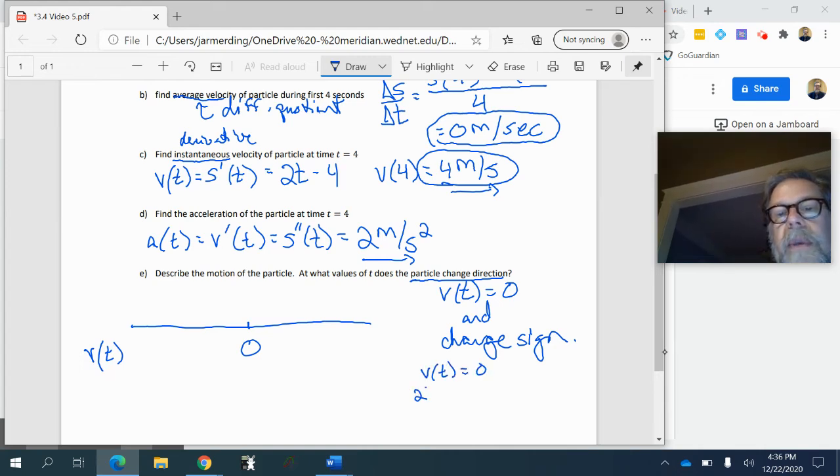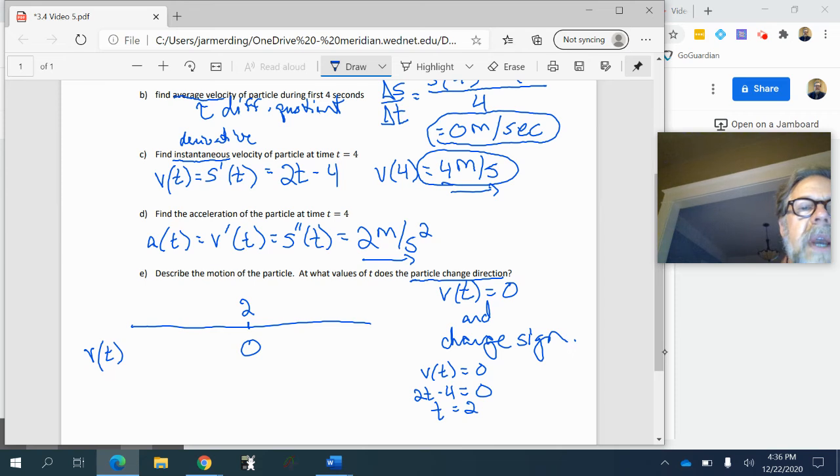So velocity equals 0, v of t equal to 0. That means that 2t minus 4 is equal to 0, which means that t is equal to 2. So this is at 2 seconds. At 2 seconds, velocity is equal to 0. So now what we need to do is just quick check on either side. What's velocity at 0 seconds? Well, 2 times 0 minus 4 is negative. I don't actually even need to put a number in there. I just know that it is negative.